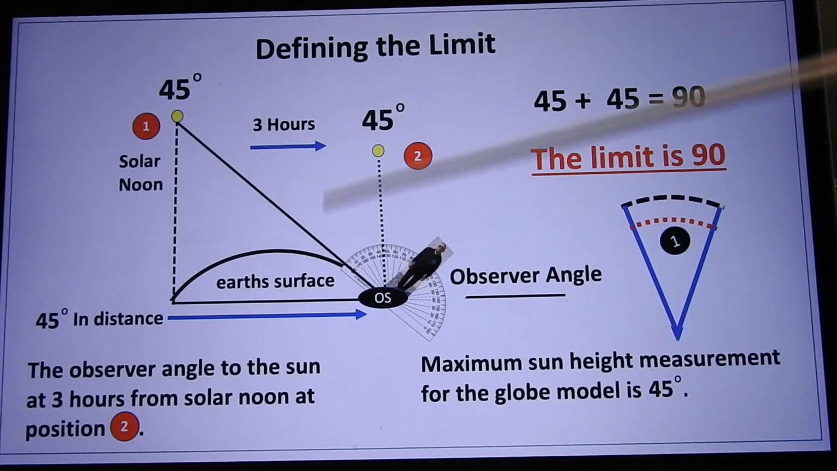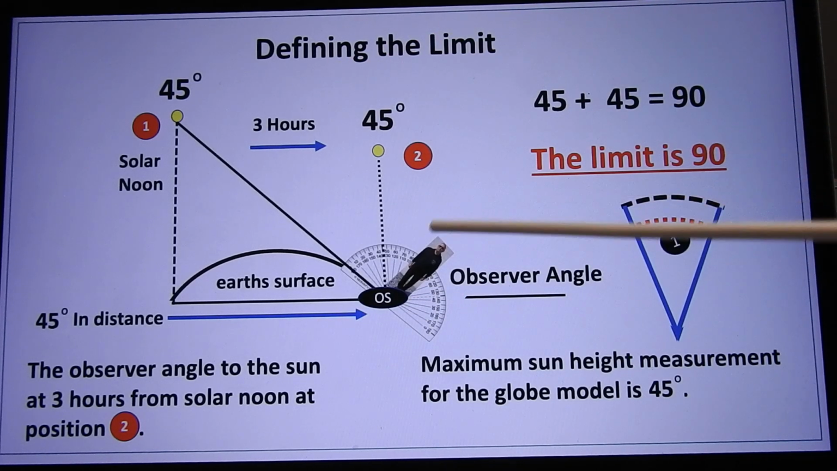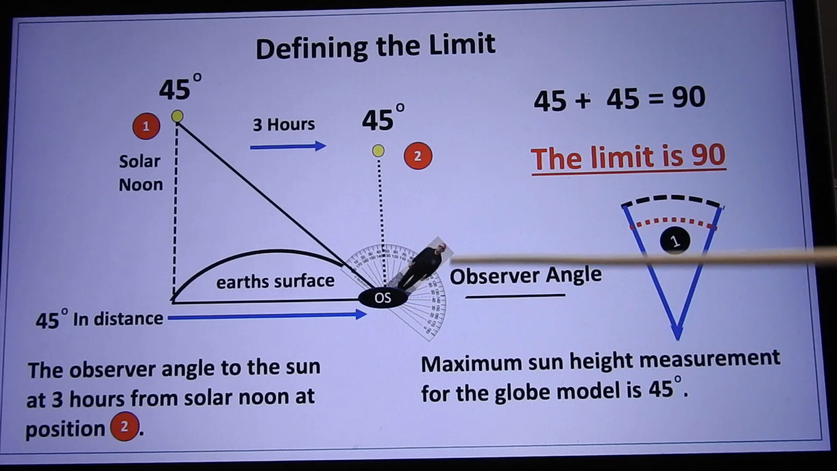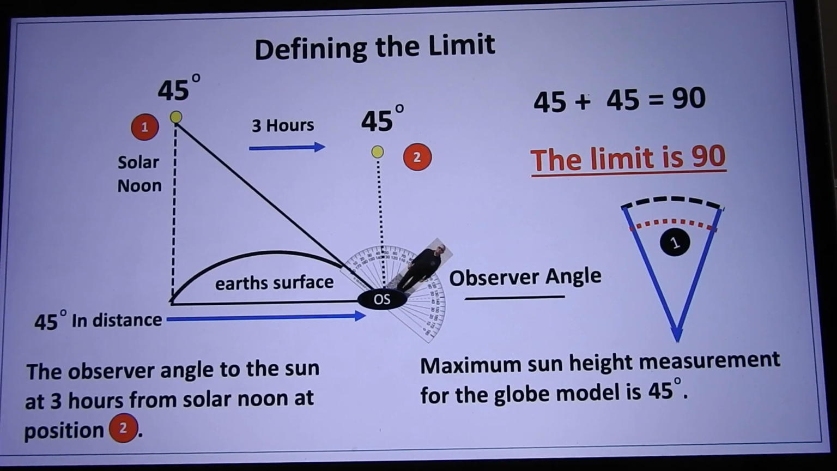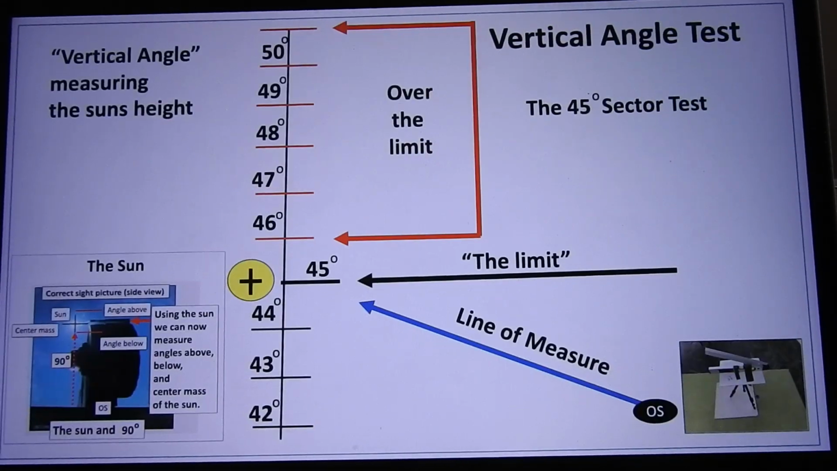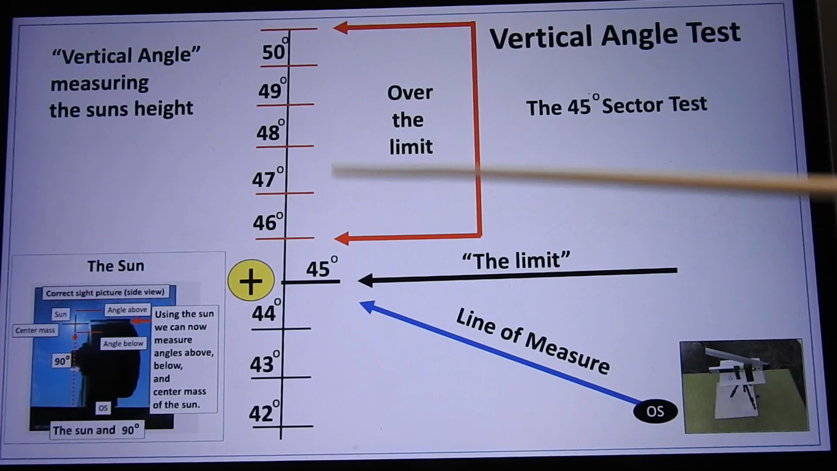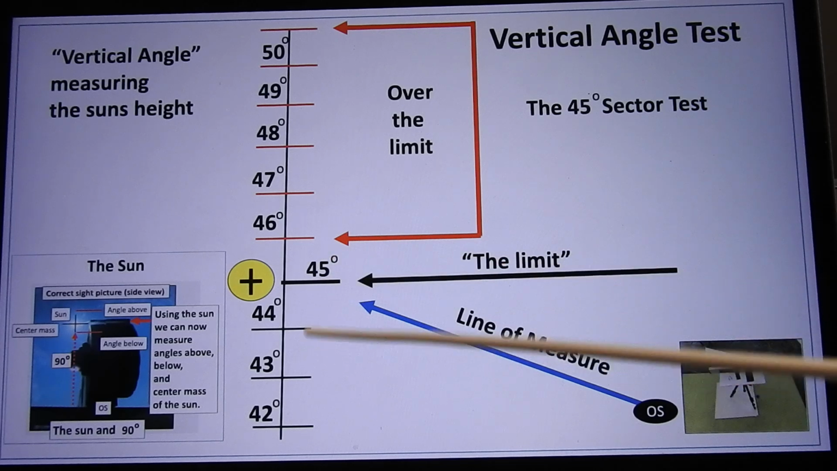Defining that limit, you need to know that limit. Once we define that limit, because the sun is always 90 degrees, again, for the globe model at 45 degrees, the observer is 45 degrees. You can only go 45 degrees. And again, you have to set that edge. And then once you do that, based on which methodology you're using, doing that vertical angle, and some people say, well, that just goes straight up to 45.